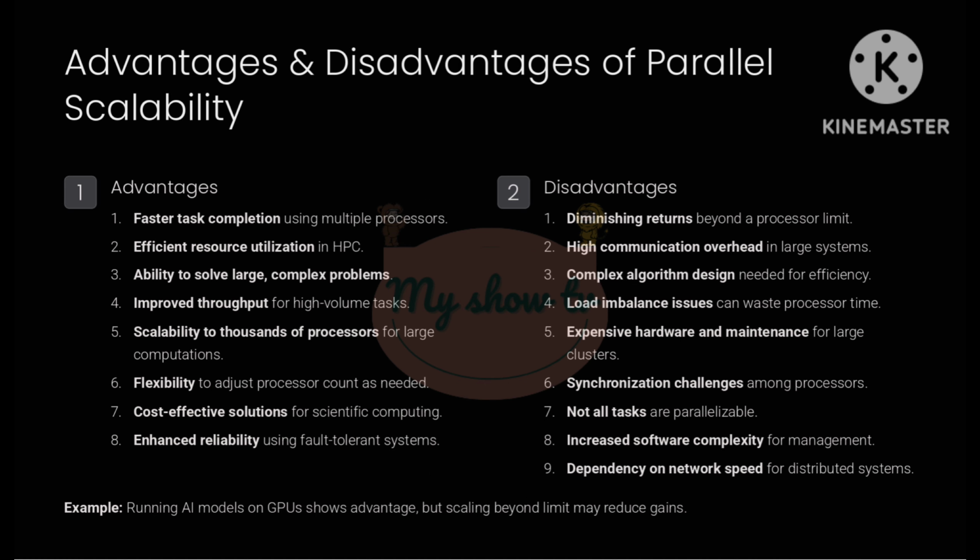Slide 6. Advantages and disadvantages of parallel scalability. Let's finally discuss the advantages and disadvantages of parallel scalability. Advantages. 1. Faster task completion when we use multiple processors. 2. Better use of computing resources. Processes are utilized efficiently. 3. Enables solving very large and complex problems, like scientific simulations. 4. Improves system throughput, allowing more tasks to be completed quickly.